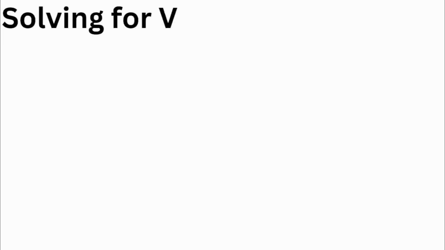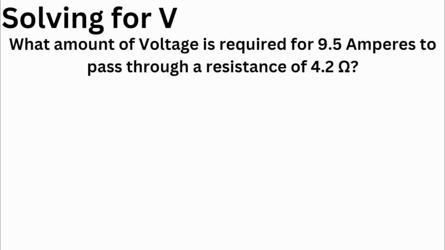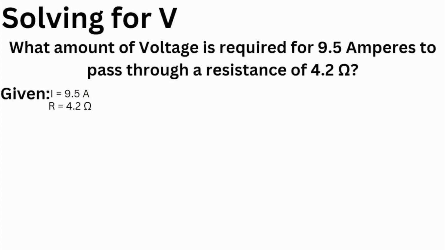This time, let's solve for voltage. What amount of voltage is required for 9.5 amperes to pass through a resistance of 4.2 ohms? So what's our given? This time we're given current and resistance, and we're being asked to solve for voltage. So we're first being told that our current is 9.5 amperes. So I is equivalent to 9.5 amperes, and our resistance is 4.2 ohms.